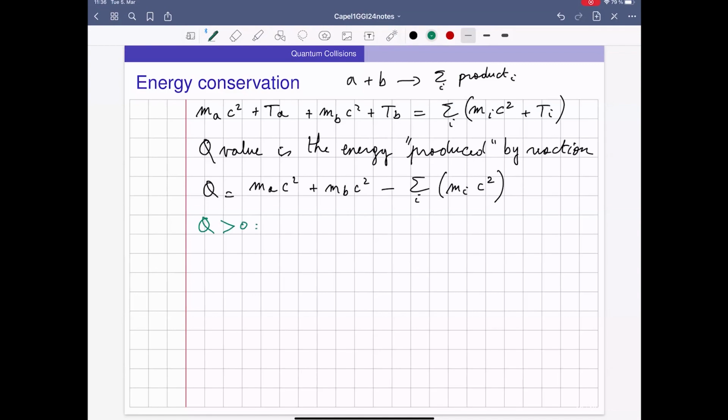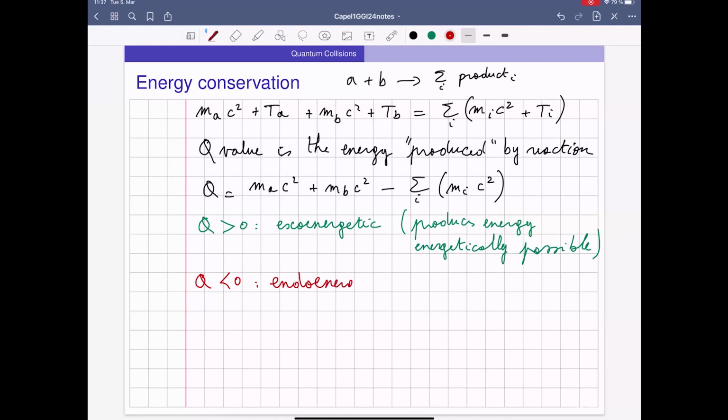So if Q is positive, then the reaction is said to be exo-energetic. So it produces energy. It is energetically possible, so that channel is what we call open. It is always open. It does not depend on the incident kinetic energy. On the other hand, if Q is negative, then the reaction is called endo-energetic, and it needs a minimal kinetic energy to take place. Otherwise the channel is closed.